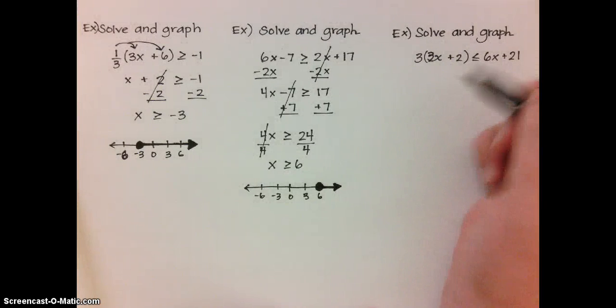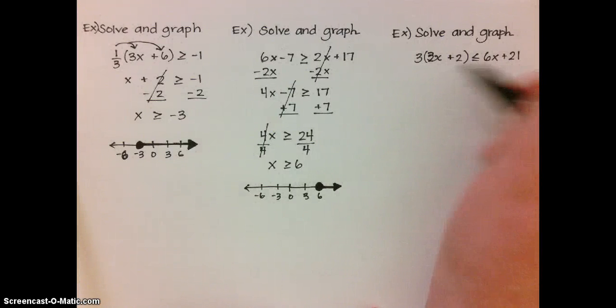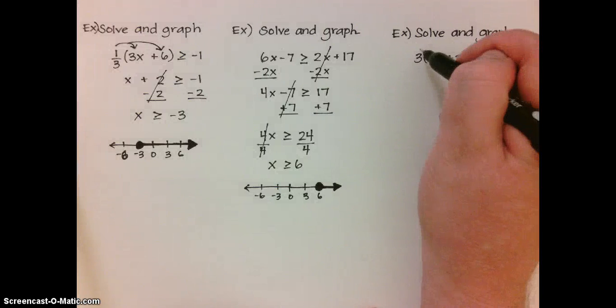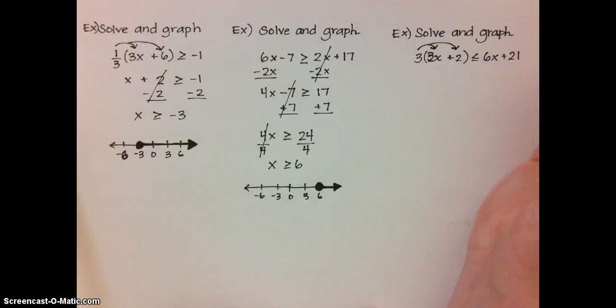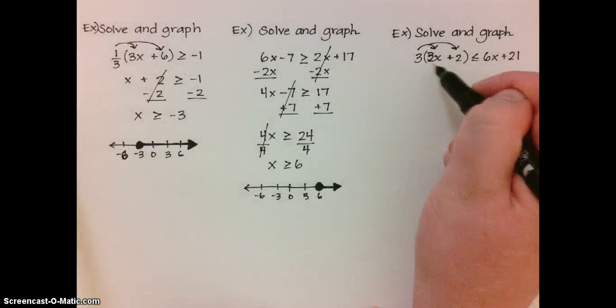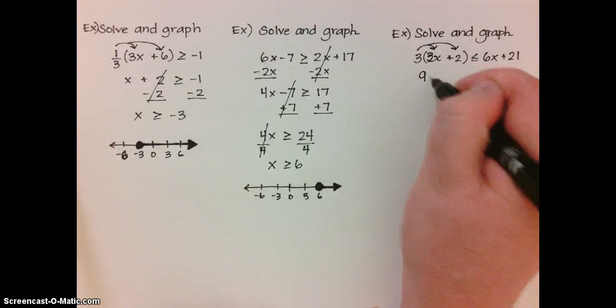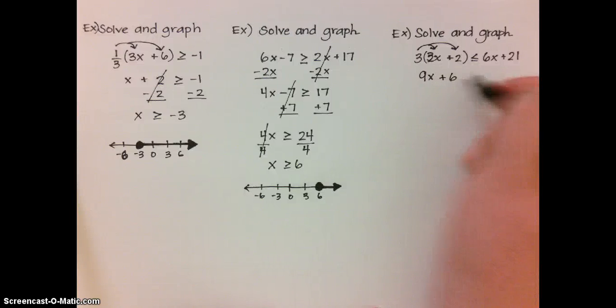All right, I have one more set up for you. And again, there are variables on both sides. So why don't we check this out? I'm going to do the distributive property first. So when I do that on the left-hand side, I have 3 times 3x, which is 9x, plus 3 times 2 is 6, is less than or equal to 6x plus 21.